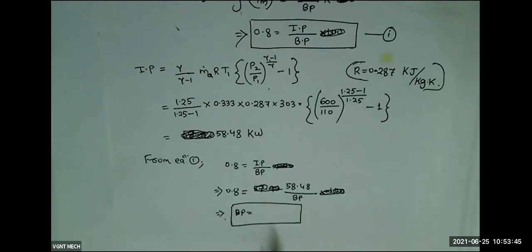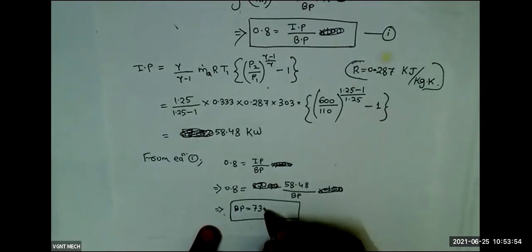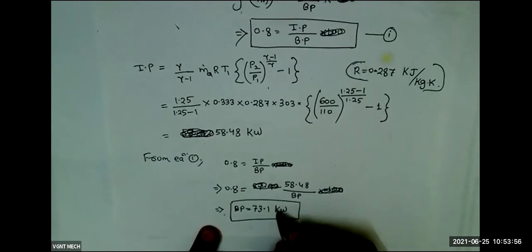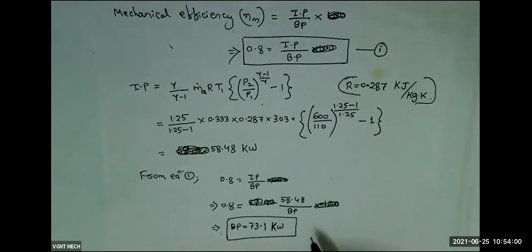How much is it? Calculate just 58.48 divided by 0.8. 73.1. Yeah. 73.1 kilowatt. Okay.